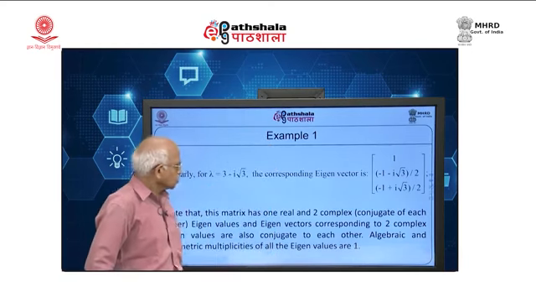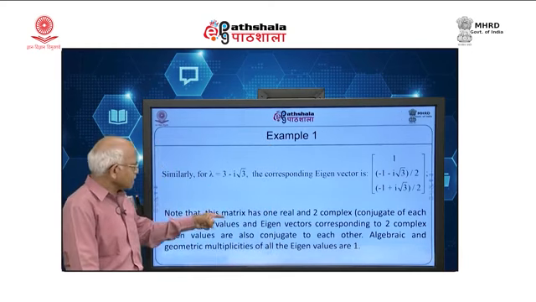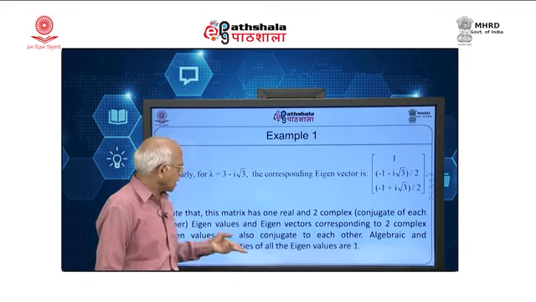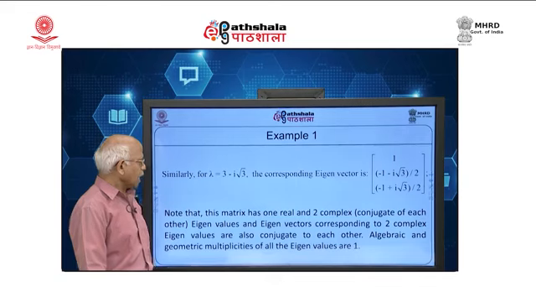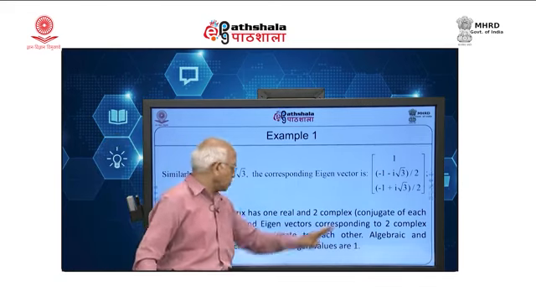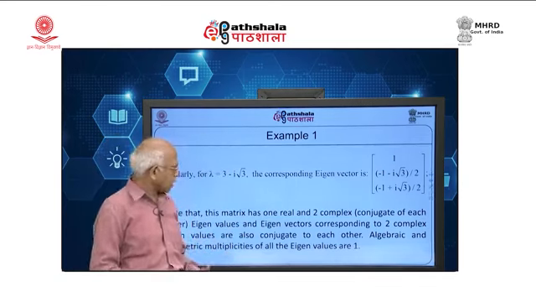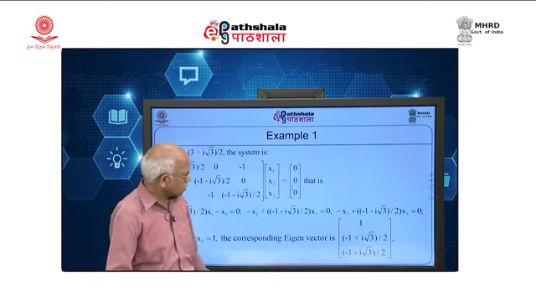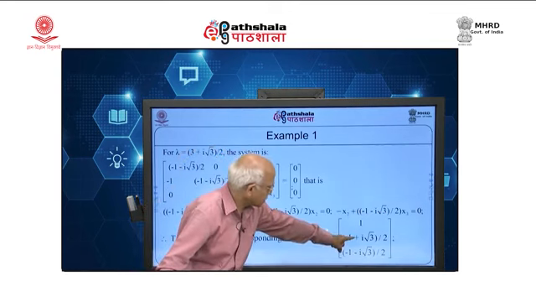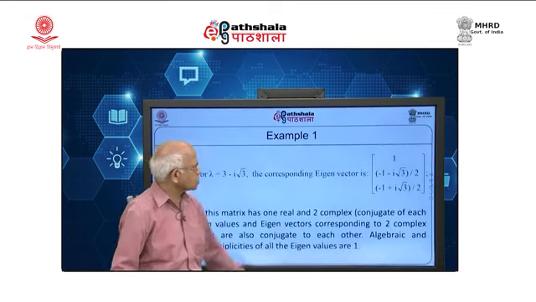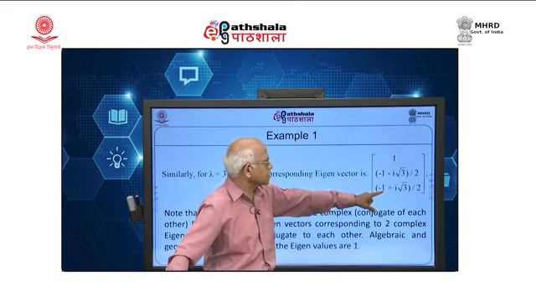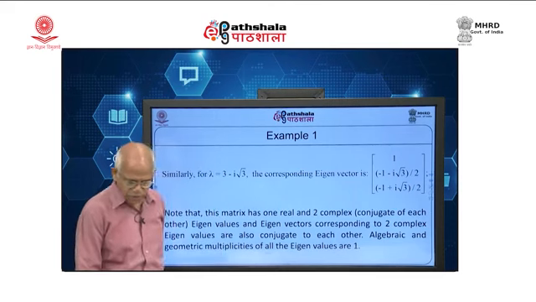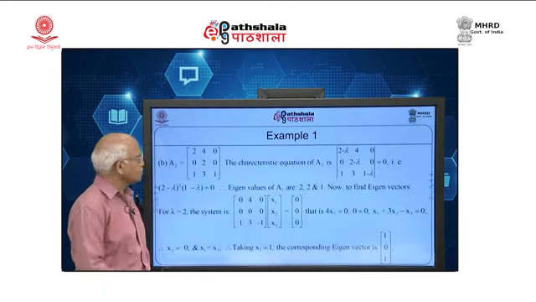Note that this matrix has one real and two complex eigenvalues that are conjugates of each other, and the eigenvectors corresponding to the two complex eigenvalues are also conjugates of each other, because this vector is the conjugate of this. Here there is a minus sign, here there is a plus sign, whereas here we have got a minus sign here and a plus sign here. One is real, so the conjugate of one is 1 itself. Therefore, this is a conjugate of this. So, these facts we can verify here.